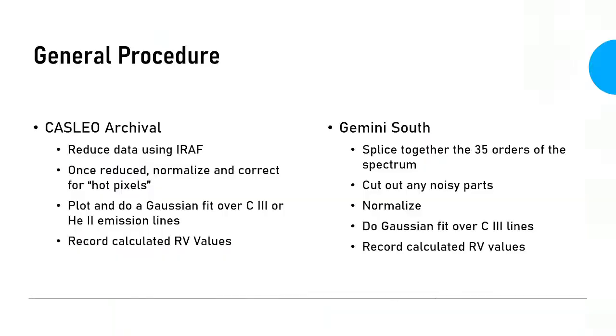While the procedure was relatively the same between data from each site, there were differences in the process. For example, for the archival data, I had to go in and reduce every single file that we got in order to make it usable and cut out any hot pixels. While with GHOST, I had to splice together the 35 different orders and cut out any noisy parts at each end of the spectrum. However, where it gets similar is once they were both ready to be normalized, I normalized them, plotted them, and then did a Gaussian fit over the emission lines to find the radial velocity, which were then recorded in an Excel spreadsheet.